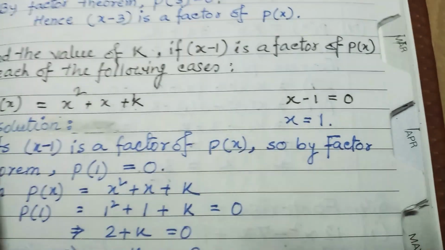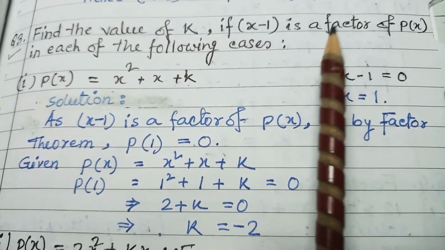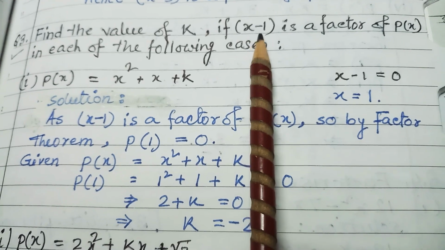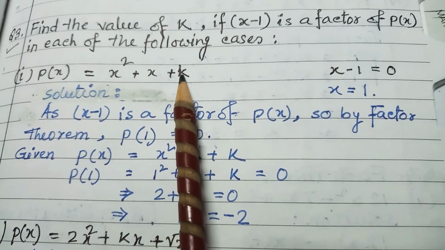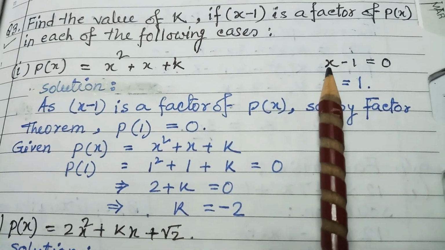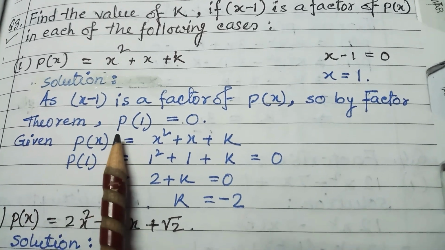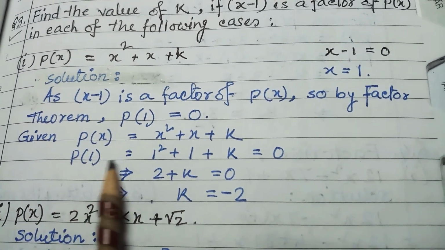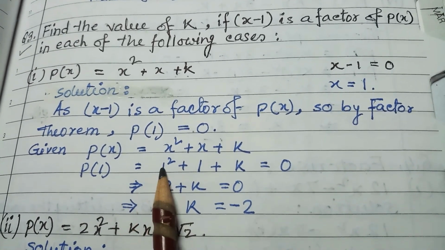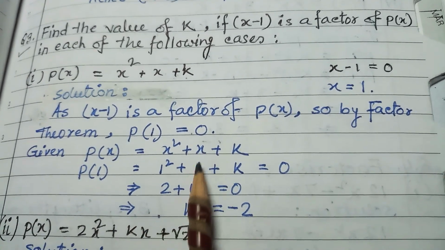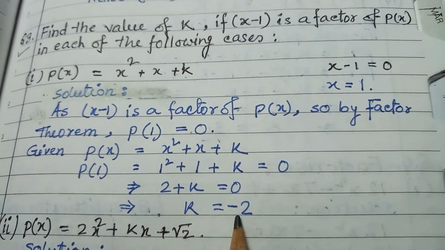Question number 3. Find the value of k if x minus 1 is a factor. Here it is given that x minus 1 is a factor. So the value of the polynomial must be 0. The zero is 1. Now substitute this value. P of 1 is equal to 0. If you substitute this value, 1 square plus 1 plus k, it is 2 plus k equal to 0. k is equal to minus 2.